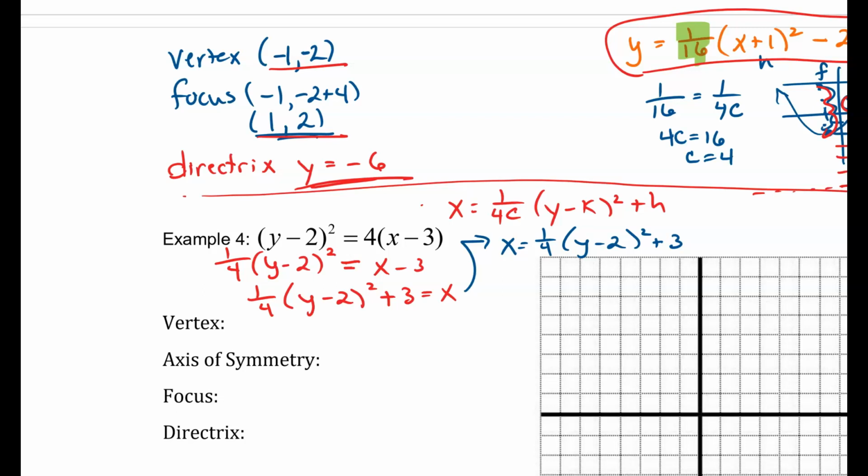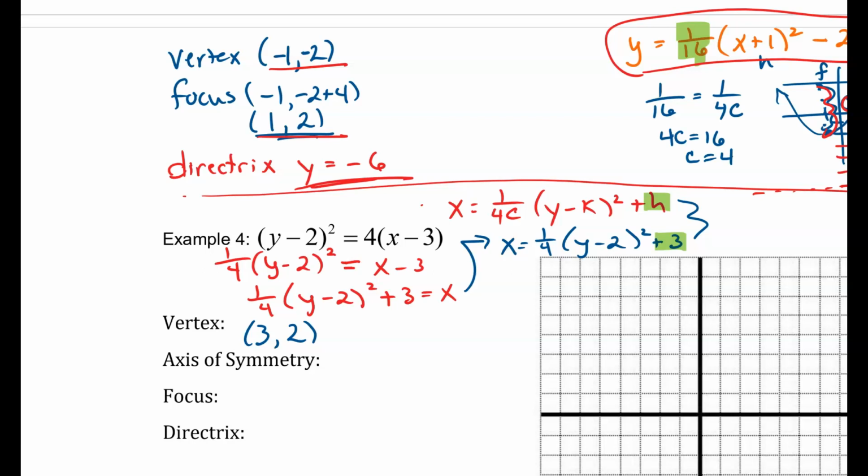And now I want you to look at what you see here. I love the fact that these landed together. You should be able to pull out the vertex. Now be careful. Remember, this is your h this time. So what is your vertex? Your vertex is going to be at 3, positive 2, because it's minus k. So it's positive 2. Kind of cool, huh?